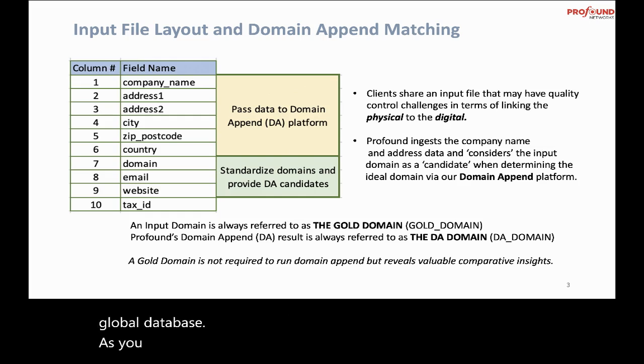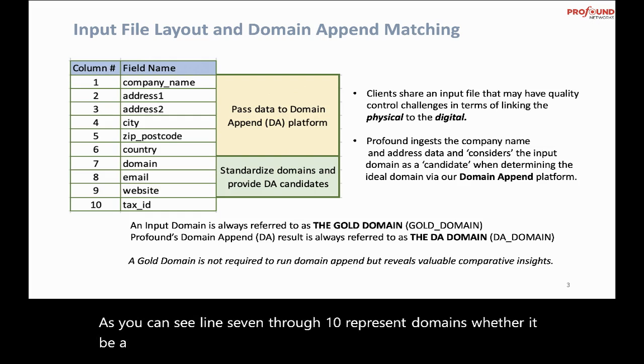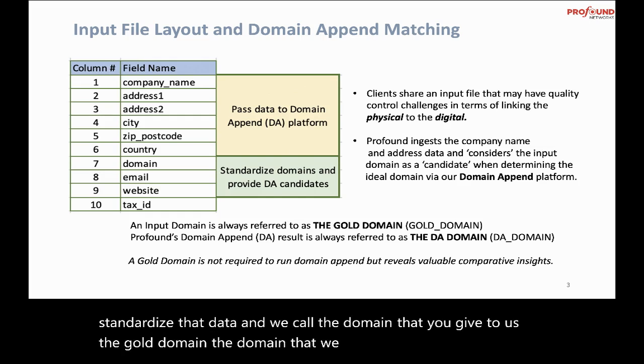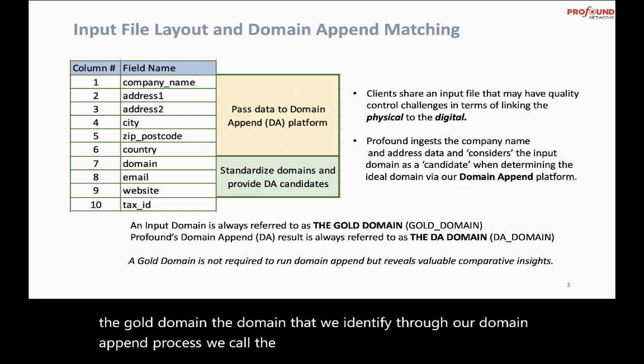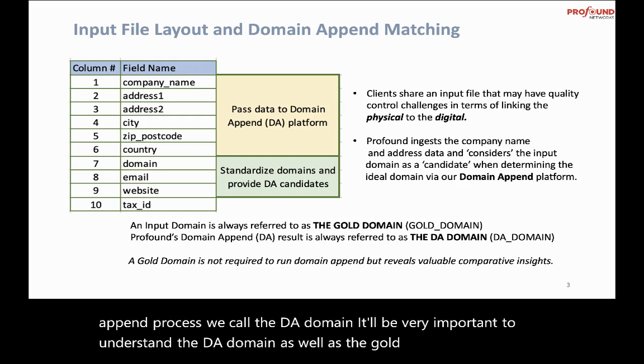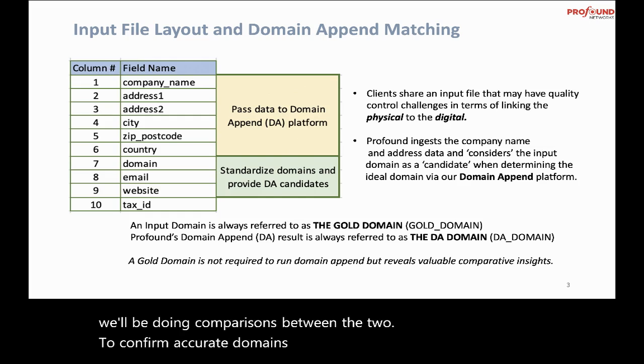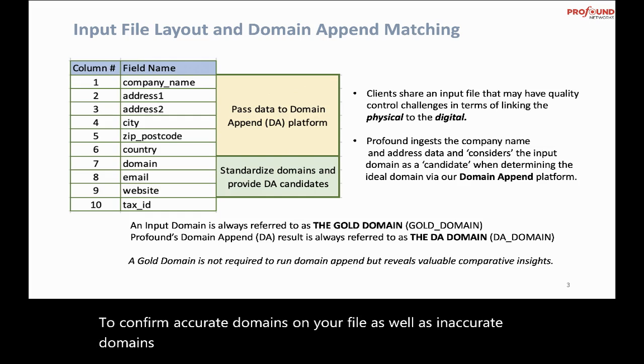As you can see, lines 7 through 10 represent domains, whether it be a straight domain or an email or a website URL. Profound can standardize that data, and we call the domain that you give to us the gold domain. The domain that we identify through our domain append process, we call the DA domain. It'll be very important to understand the DA domain as well as the gold domain, because we'll be doing comparisons between the two to confirm accurate domains on your file, as well as inaccurate domains where we can swap the gold domain for the correct DA domain. And I'll get into more of that in just a moment.